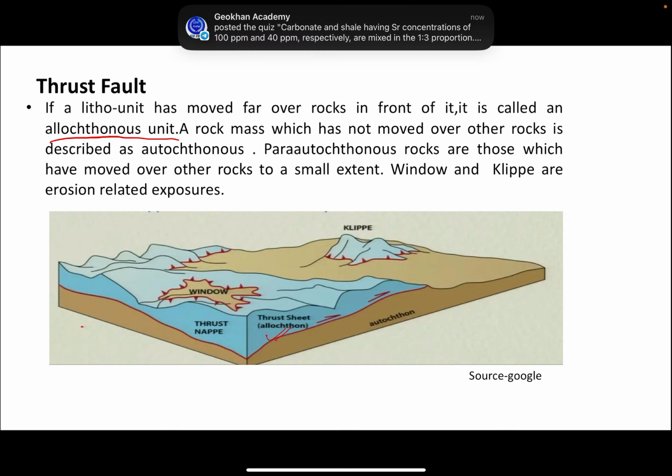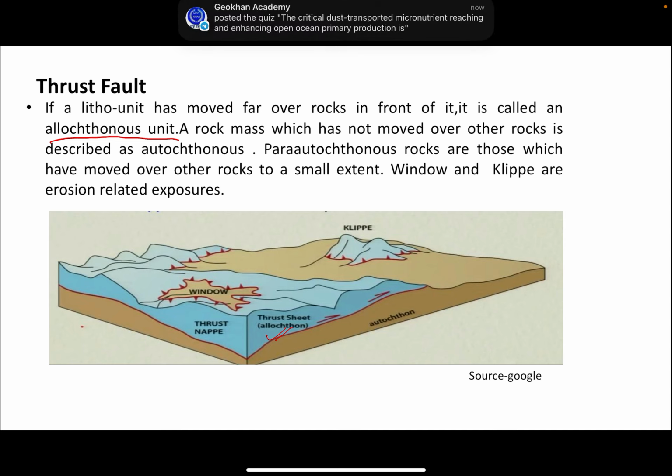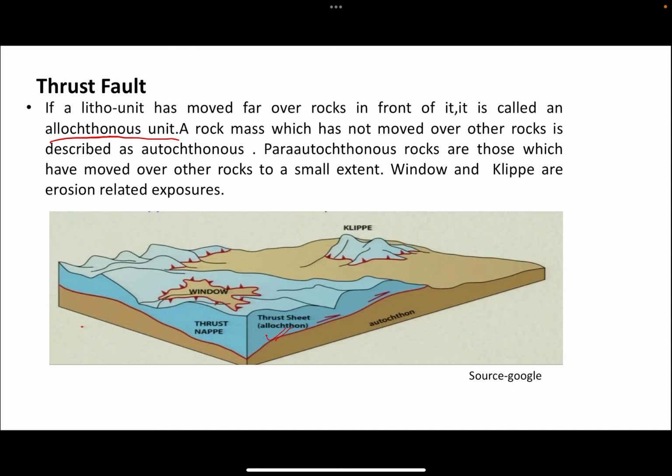A rock mass which has not moved relative to other rocks is known as autochthonous. When there is no movement in the mass, it is autochthonous. Para-autochthonous rocks have moved only a small distance relative to other rocks. Windows and klippen are erosional features.